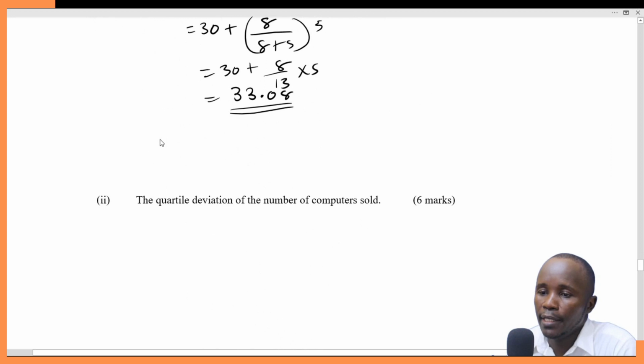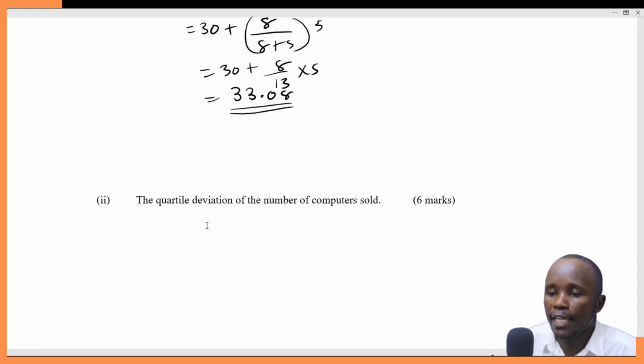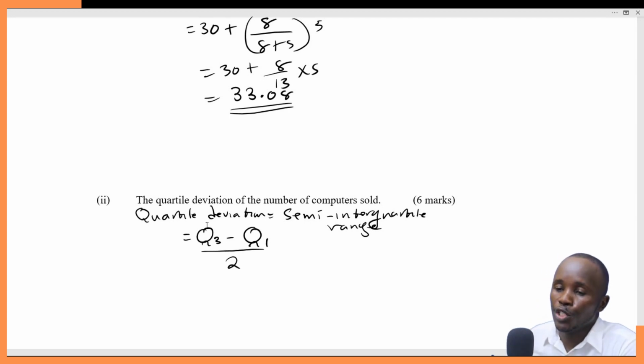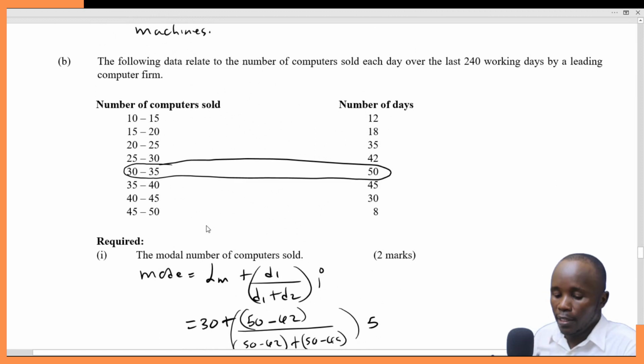Now the second part here is to find the quartile deviation. The quartile deviation is also called the semi-interquartile range. These terms mean the same. It only means that you get Q3 minus Q1 divided by 2. So we need to look at what is Q3, what is Q1.